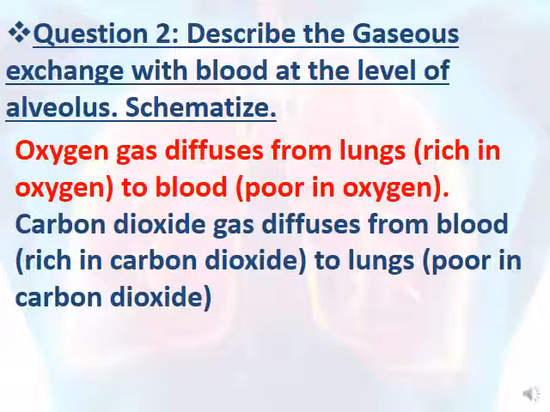So gas exchange, this one you have to study. Oxygen gas diffuses from lungs rich in oxygen to the blood that's poor in oxygen, while carbon dioxide diffuses from the blood that's rich in carbon dioxide to the lungs that are poor in carbon dioxide.